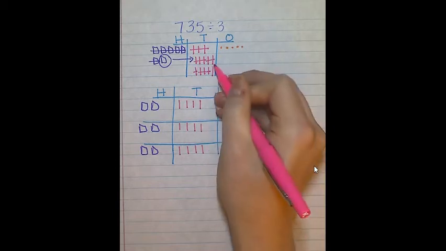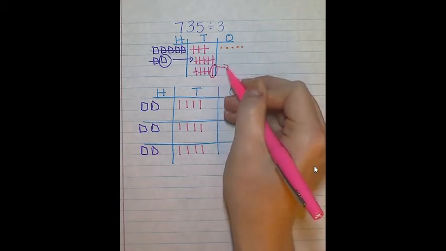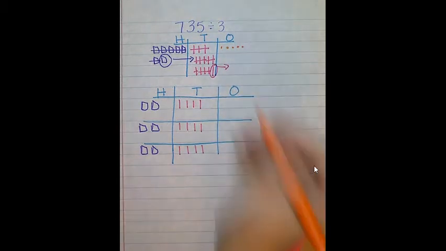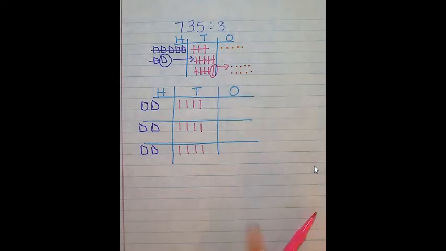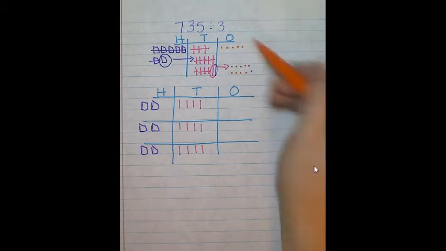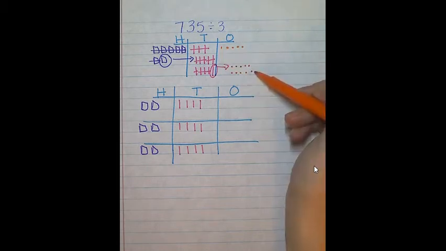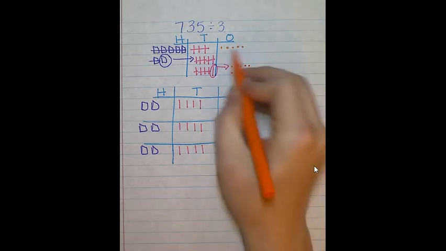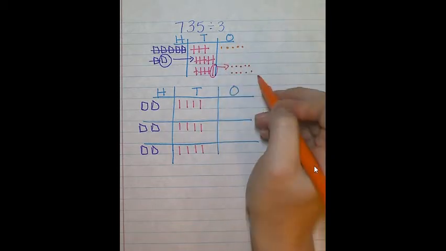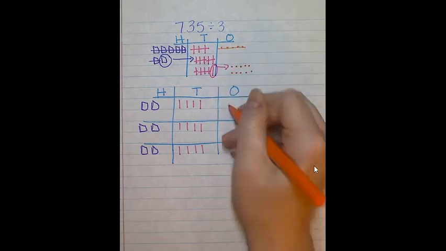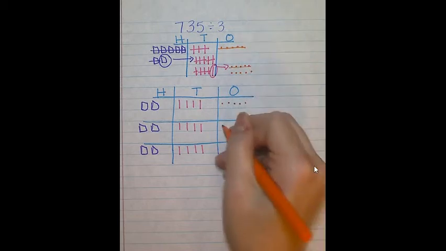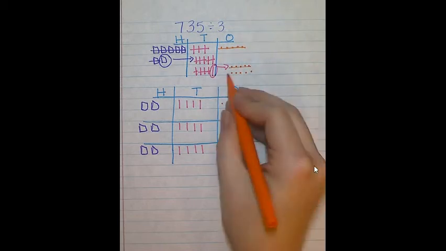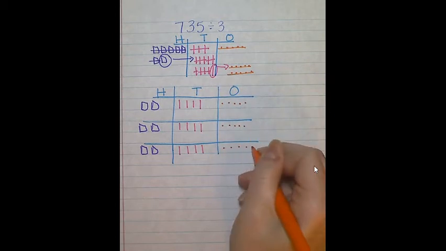and then I have this 1 left over, and just like we did with the hundreds, I'm going to decompose it into 10 ones. And now I'm going to take my 15 ones and put them into my 3 groups. I see 3 groups of 5, so I'm going to put each group of 5 into one of my groups down here. And cross them off neatly as you go.